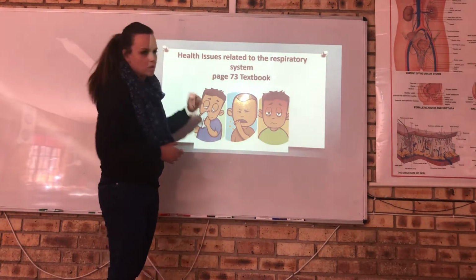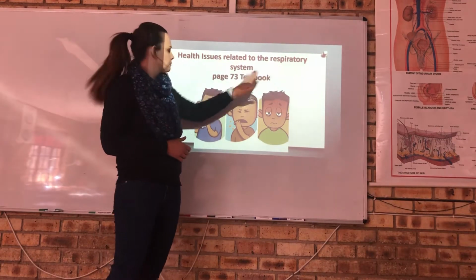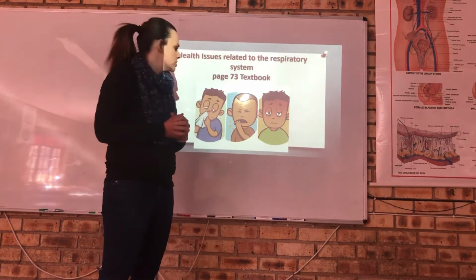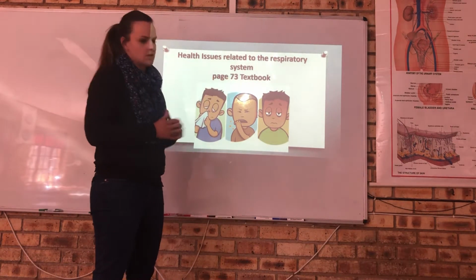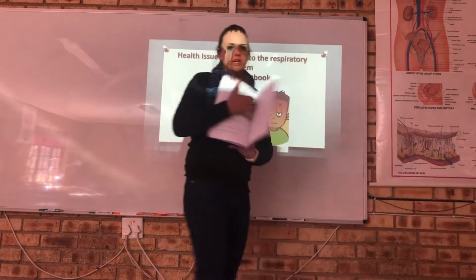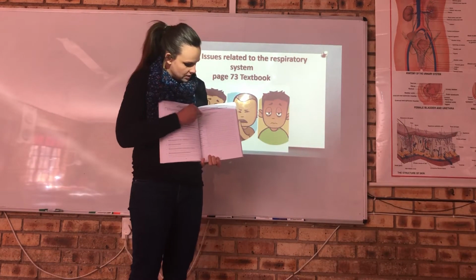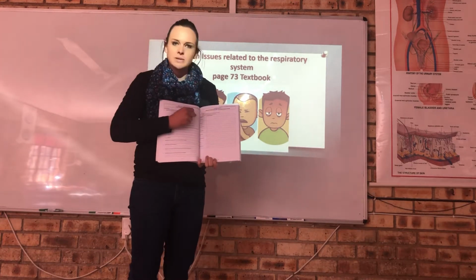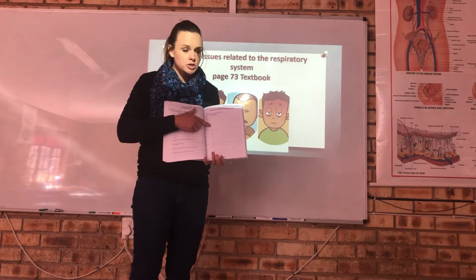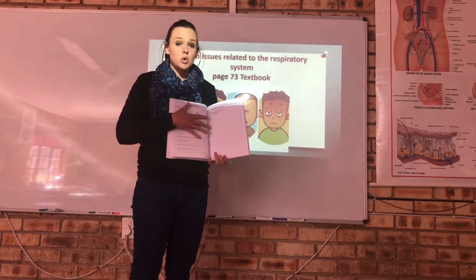So today's lesson, what we're going to be looking at is health issues related to the respiratory system. This is the end of this specific topic, looking at health issues, and this is on page 73 of your textbook. So if you just get your textbook, on page 73, you can see there that it's diseases associated. If I can ask you guys to please copy this table into your workbooks, and then you're going to write the definitions using the PowerPoint in your workbooks, please.